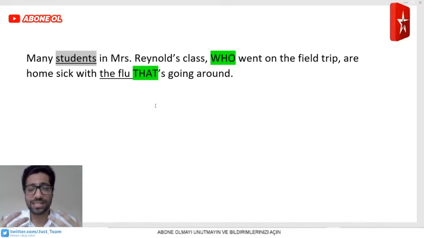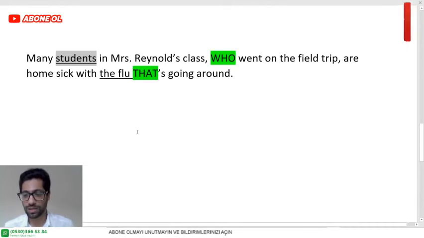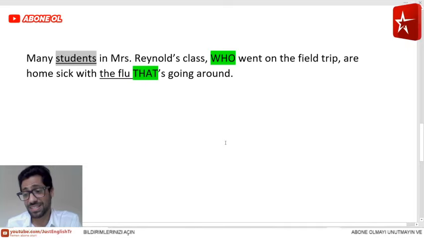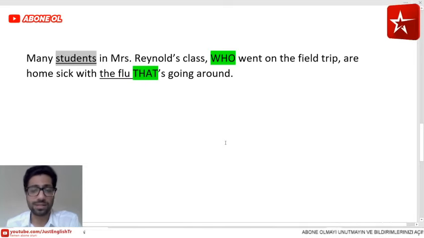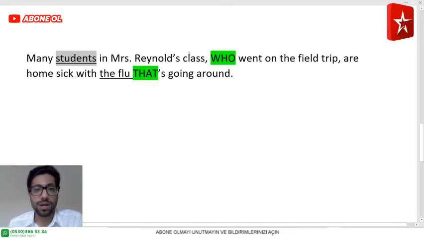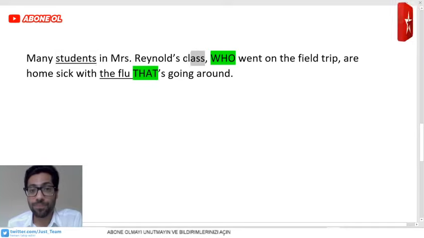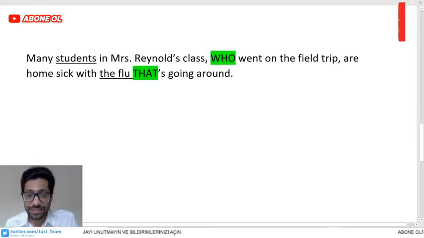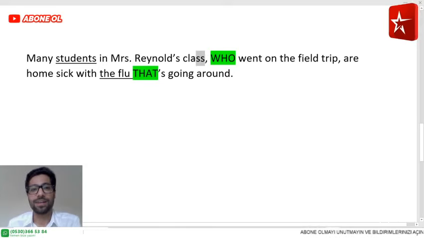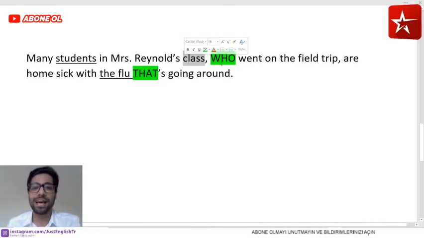What are you trying to tell me in the sentence? Your sentence is flawless. There is no problem. Many students were in Mrs. Reynolds' class. Simple. However, here I'm trying to make a point, which is this: the noun does not need to be exactly before the adjective pronoun.